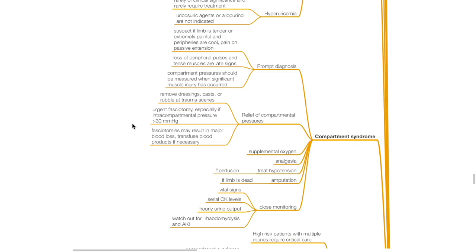Relief of compartmental pressures can be done by removing dressings, casts, or rubble at trauma scenes. Urgent fasciotomy, especially if intracompartmental pressure exceeds 30 mmHg. Fasciotomies may result in major blood loss. Transfuse blood products if necessary.